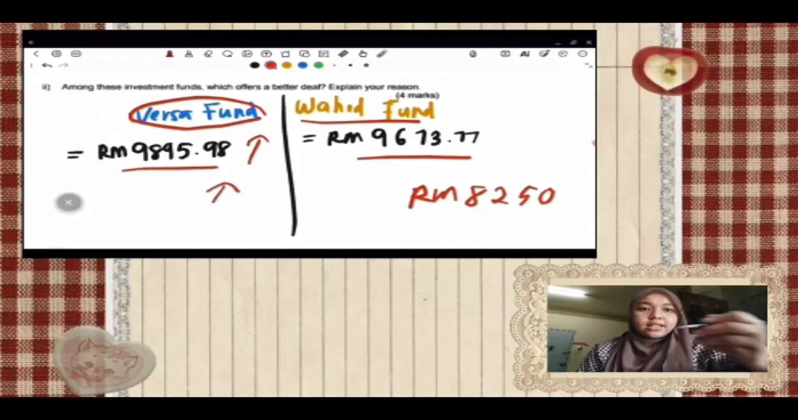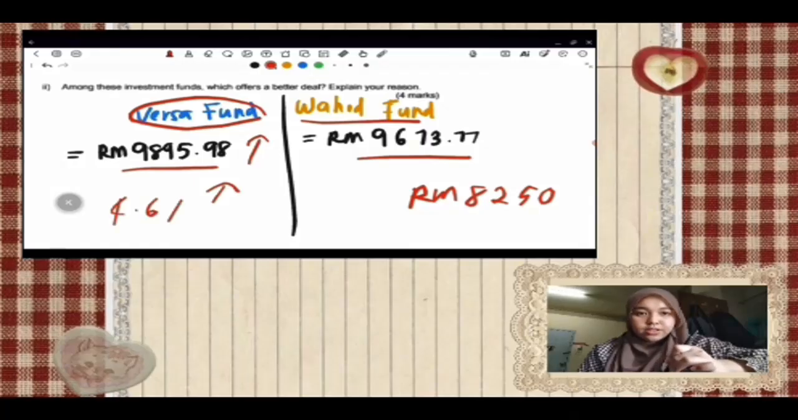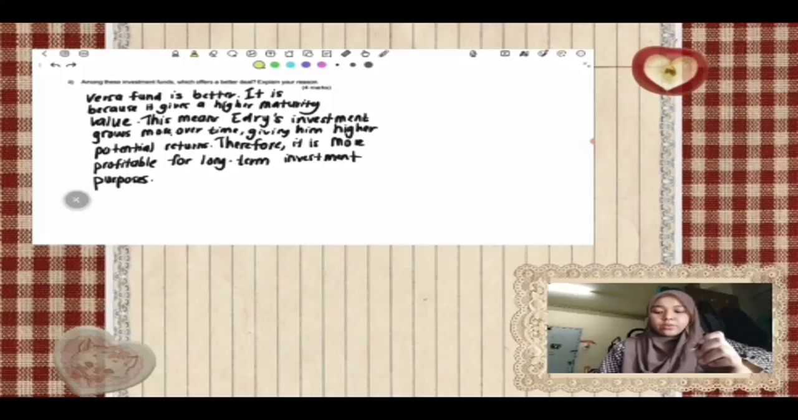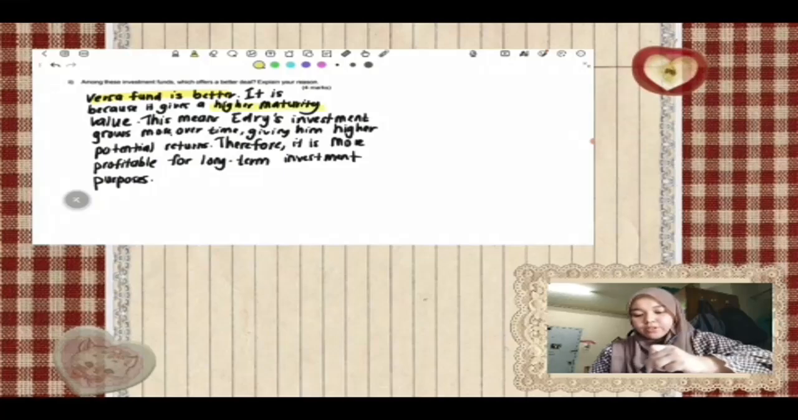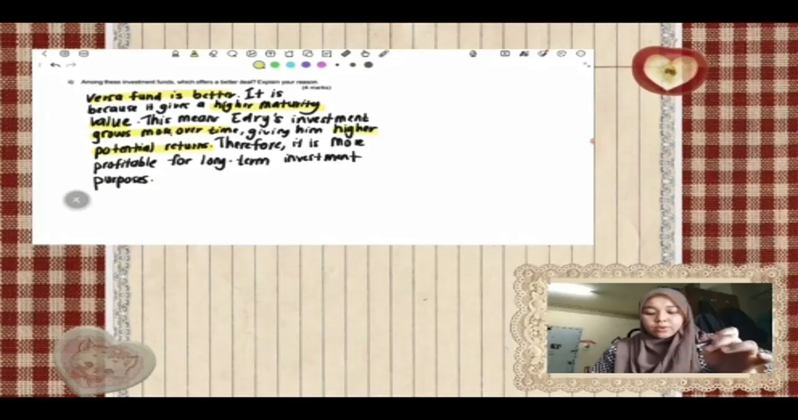Versa has a slightly higher interest rate of 4.6%. And even though it compounds semi-annually, the overall effect still gives a bigger growth. So the answer for B2, Versa Fund is better. It is because it gives a higher maturity value. This means Edry's investment grows more over time, giving him higher potential returns. Therefore, it is more profitable for long-term investment purposes.